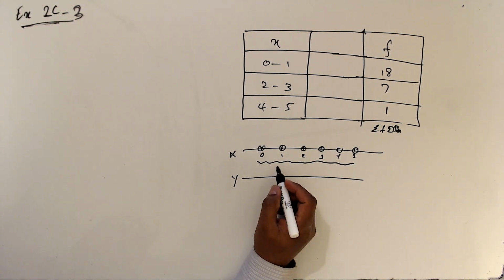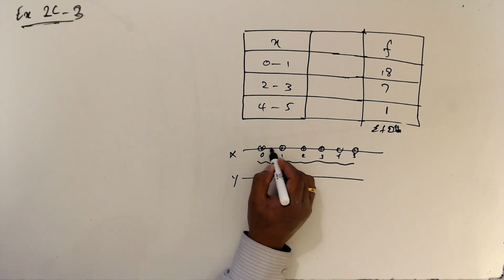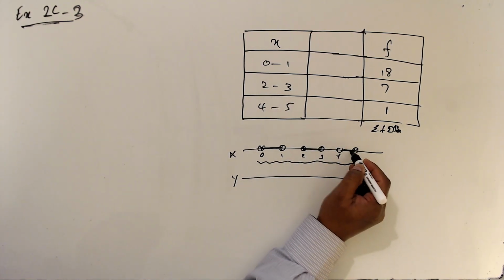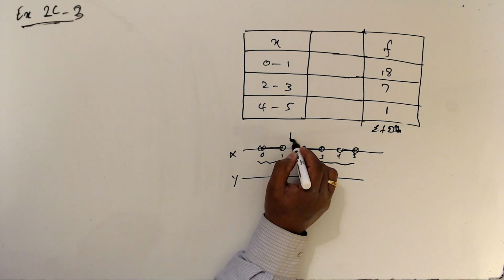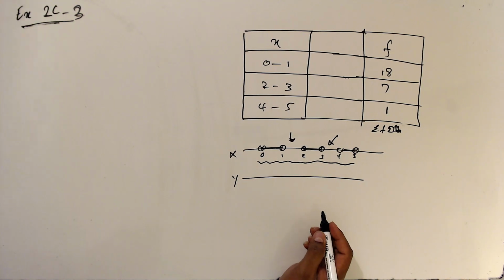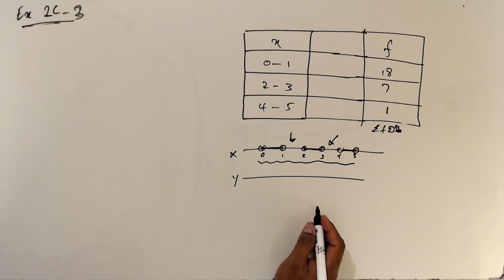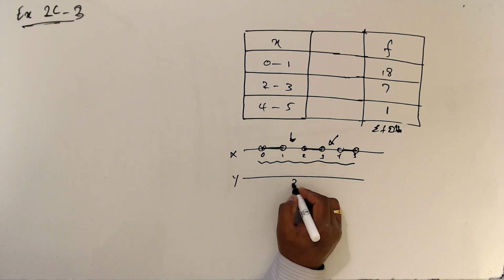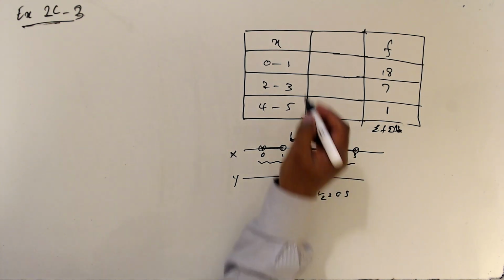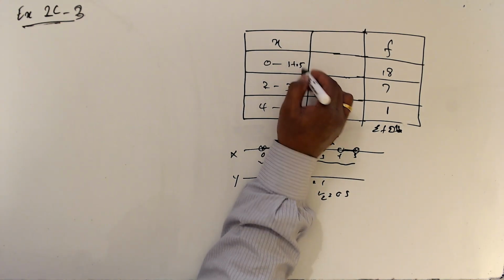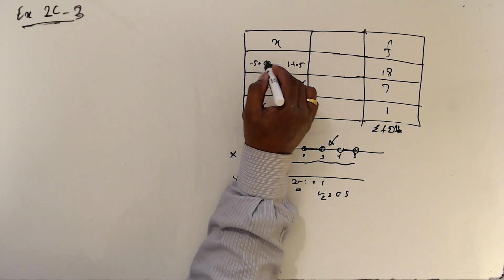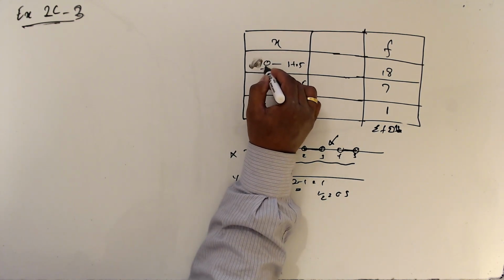When we bring it to the continuous scale, 0 to 1 is continuous in the middle, and 2 to 3 as well, but there is a gap here, 1 to 2 and 3 to 4. So we have to get rid of this gap. We discussed this technique earlier. We take the difference, 2 minus 1 is 1, and take half of it, which is 0.5. Then we add 0.5 to this boundary, and subtract 0.5 from this boundary.